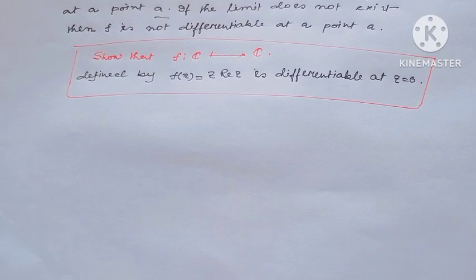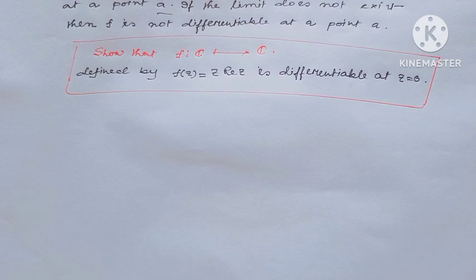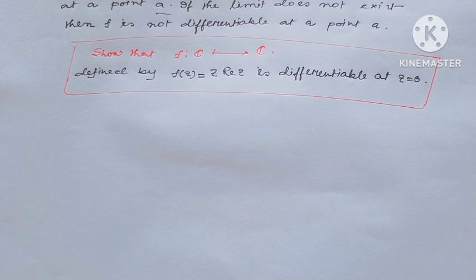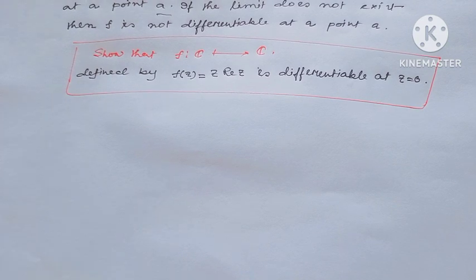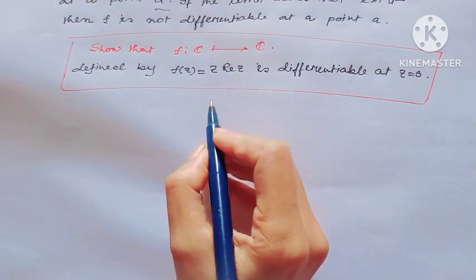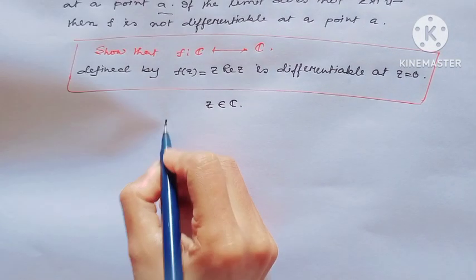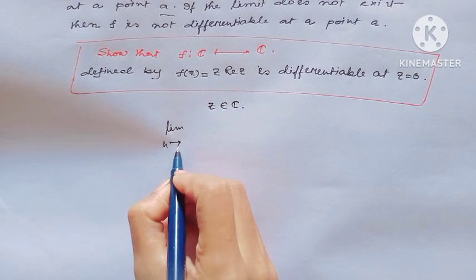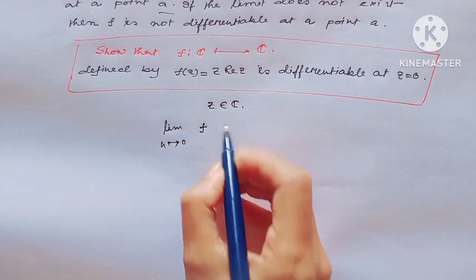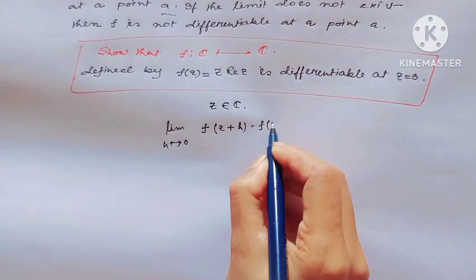Now we will see f which is defined from complex numbers to complex numbers. I will see f(z) equal to z Re(z). This is only differentiable when z equal to 0. Otherwise, this is not differentiable. I will see this example. For this, consider z to be an arbitrary number in the complex plane. Then, by the definition of derivative, the limit as h tends to 0 of (f(z + h) - f(z)) over h.